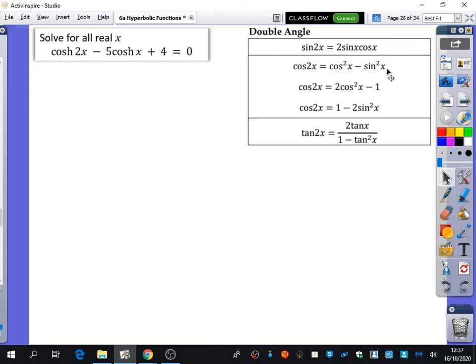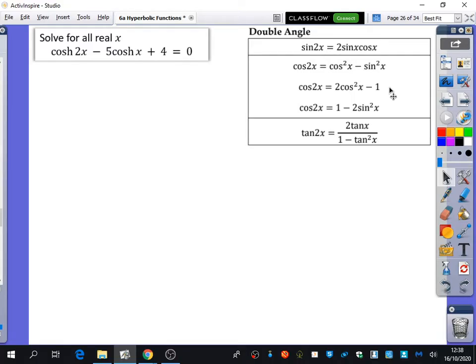Now, I've got a choice of the 3 versions of the double angle formula that I have. Which of these 3 choices do you think would be the best one to use and why? Yeah, I agree. Why the second one, Shahan? Because the other term is cosh x, and if you use that one, you'll get cosh x. Yeah, if we use this one here, the entire question would be in the same language of cosh.